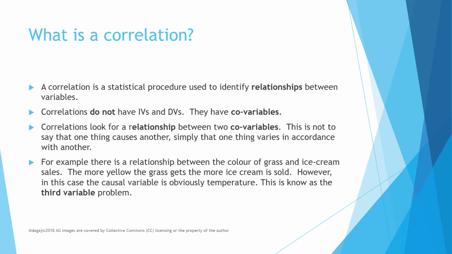For example, there's a relationship between the colour of grass and ice cream sales. The more yellow the grass gets, the more ice cream is sold. However, we all know that the actual causal variable here is temperature. The hotter it gets, the more yellow the grass gets, and the hotter it gets, the more ice cream we want to eat.